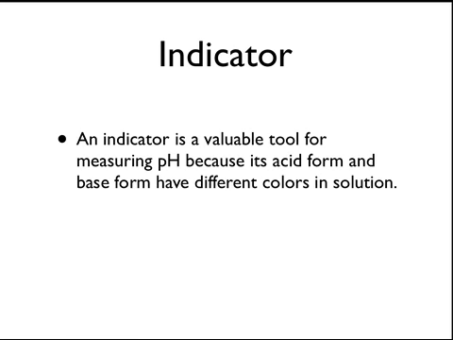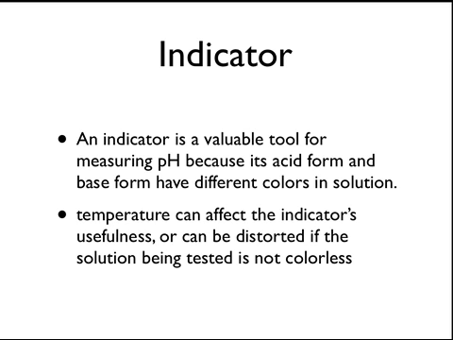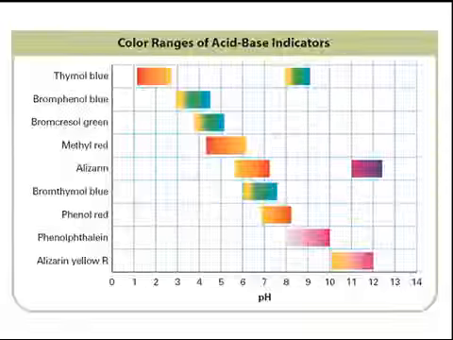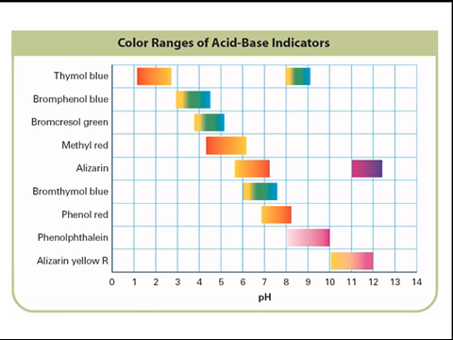An indicator is a valuable tool for measuring pH because its acid form and base form have different colors in solution. Temperature can affect the indicator's usefulness, or it can be distorted if the solution being tested is not colorless, so there are problems with indicators, and it can be better to use pH meters instead of indicators. But what you get with indicators are the little different color ranges, and these are some types of indicators that we have used in the lab and that scientists use as well.